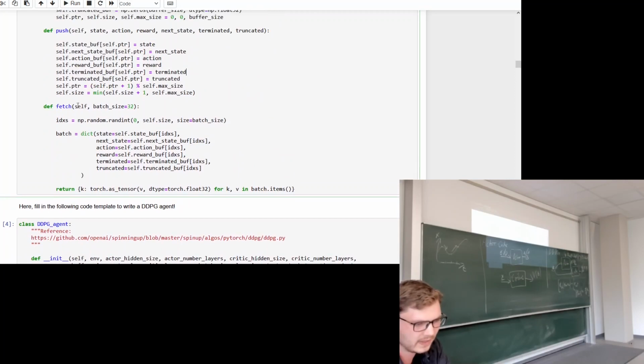Yeah, and then some fetching function. We define a batch size here. So how many of these state transitions do we actually want to take?